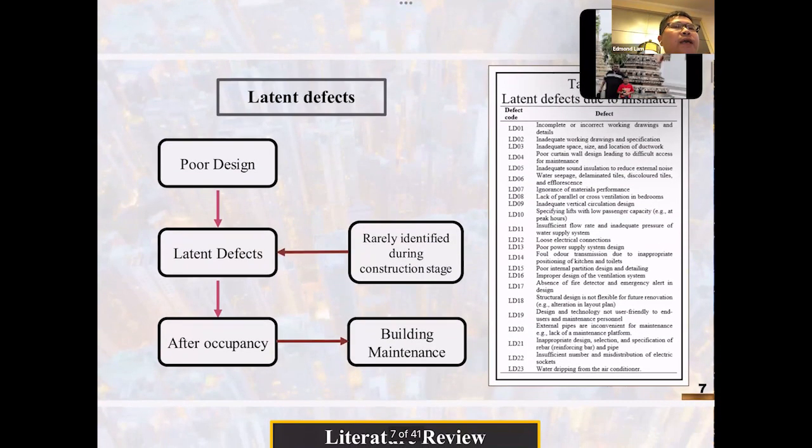Here shows us how we can identify the latent defects. First of all, we can identify them from poor design, which may lead to latent defects. They are rarely identified during the construction stage, and can only be identified after occupancy, and therefore building maintenance is needed. On your right-hand side, we may see those latent defects in our research, which are due to mismatch, from number 1 to number 23. That can be identified from our literature review as well as experts' information.